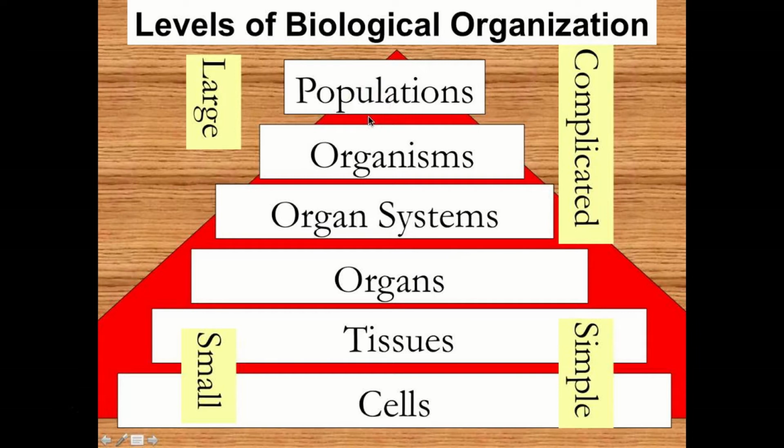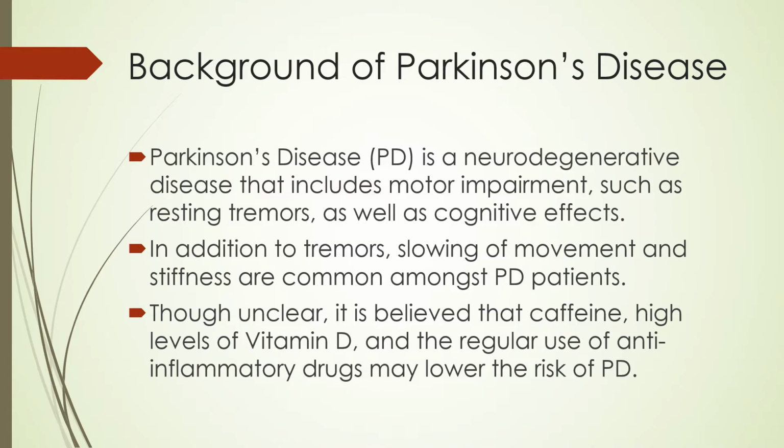Moving further down the levels of biological organization, our organ system, because this is a nervous system disorder, we're going to be focusing on the nervous system as our organ system. The organ specifically would be the brain and spinal cord. So our tissues that make up our nervous system, specifically our brain and spinal cord, would be our nervous tissue. And the basic building block of our nervous tissue would be our nerve cells known as neurons or neuroglia.